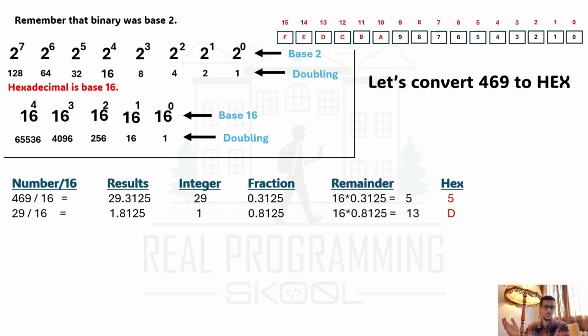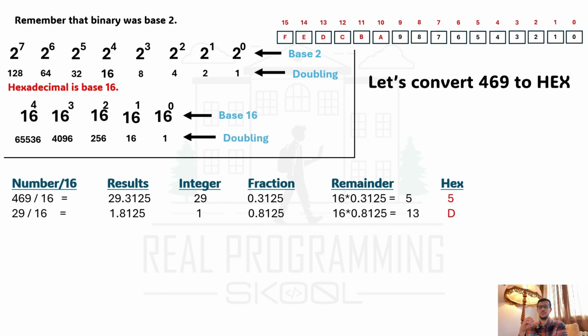What is the base number? 16. 29 is bigger than 16. So while the integer number is bigger than 16, we will repeat the math again. 29 divided by 16 gives a result of 1.8125. We'll take the 1 and put it in the integer column.